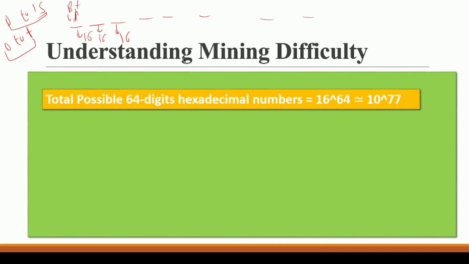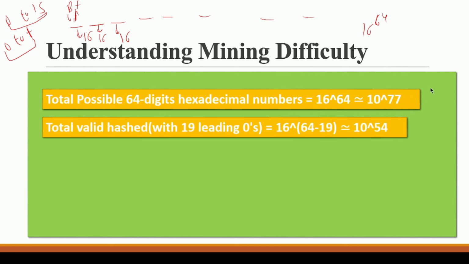For now, just think like this, that we have 16 to the power 64 possibilities, because 16 times 16 times 16, 64 times, gives 16 to the power 64, which is about 10 to the power 77. Now, for total valid hashes, as you can see the target that is set has 19 leading zeros. So the total possible valid hashes with these 19 leading zeros is 10 to the power 54. Why? Because the first 19 characters are 0, so we cannot touch them.